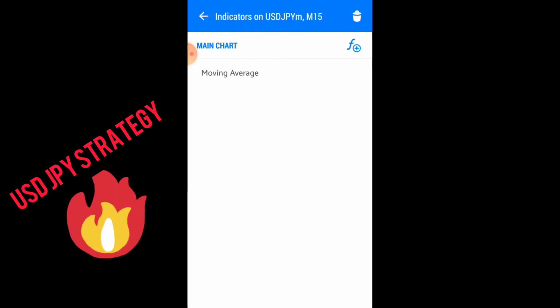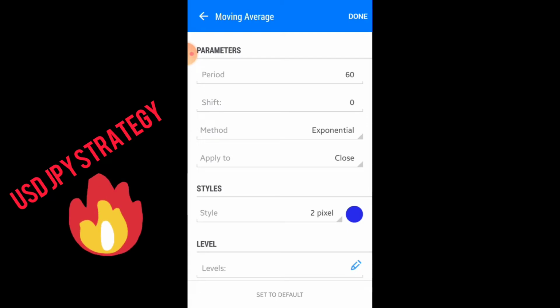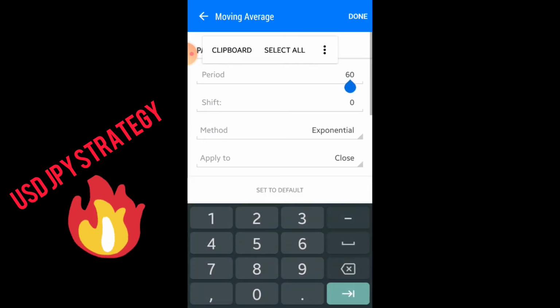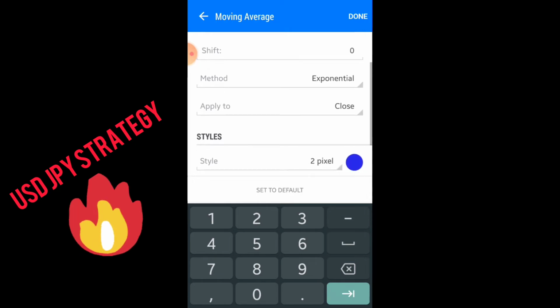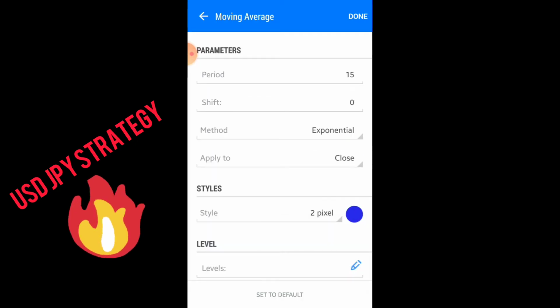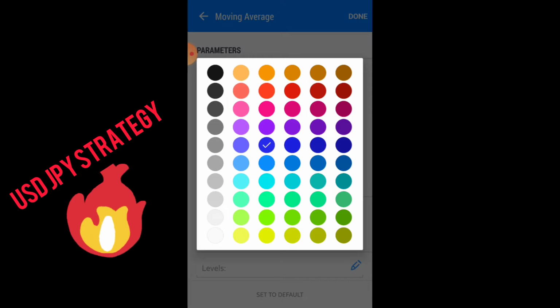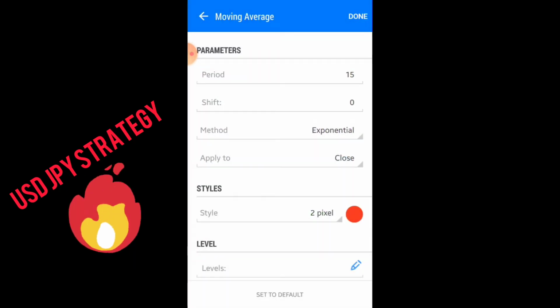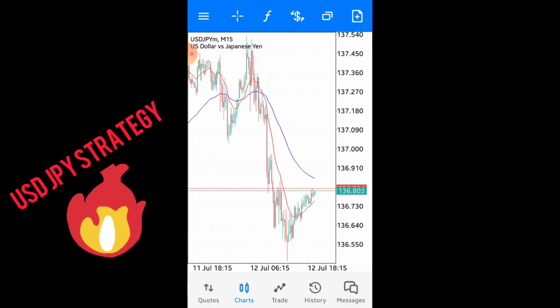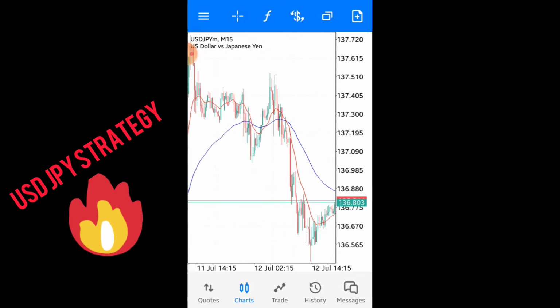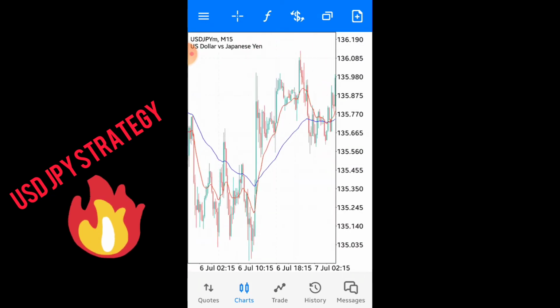So we'll be adding another. I'll click this main chart, this F sign here. Then I'll click moving average. This period I will change to 15. Then the method will be exponential. The style 2 pixel is okay. Then I'll change this blue to red, although you can choose any color you like. Then I'll click done. So as you can see here, this is the chart.